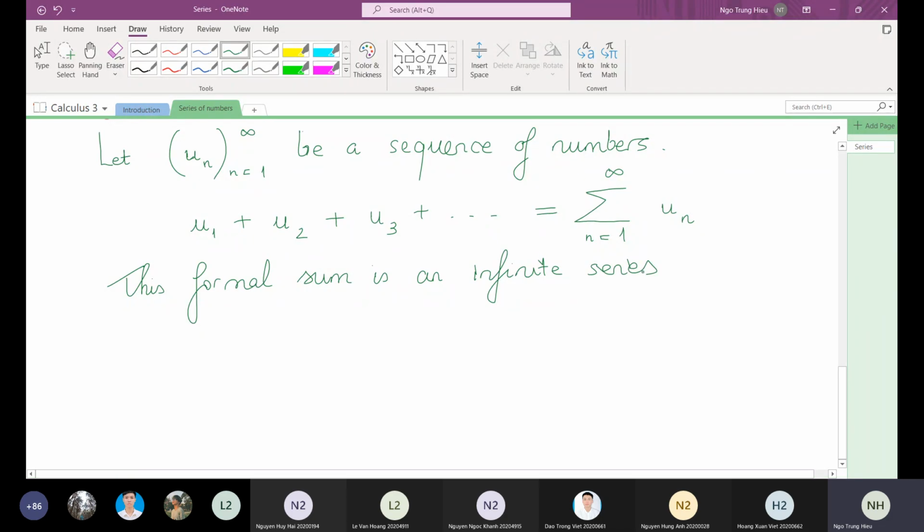So if we want to compute this number, we have to form the partial sums, right? We form the partial sum, we call it S_n. S_n is u1 plus u2 up to un, right?